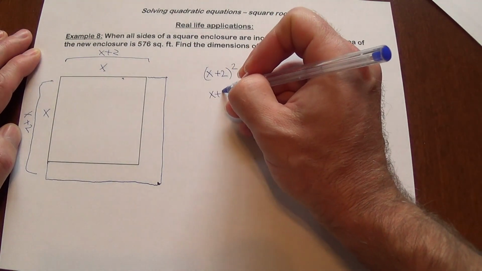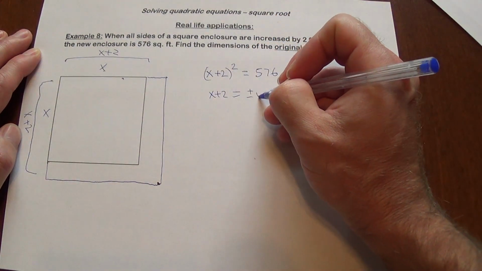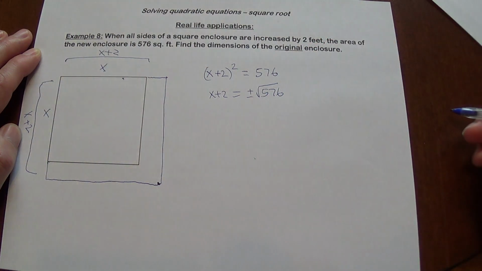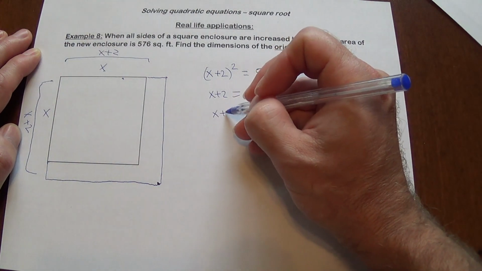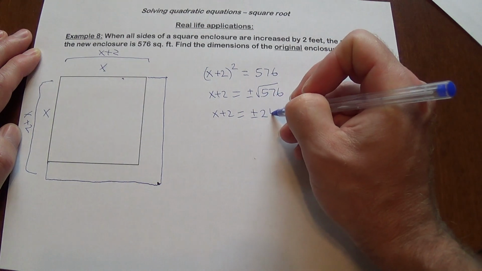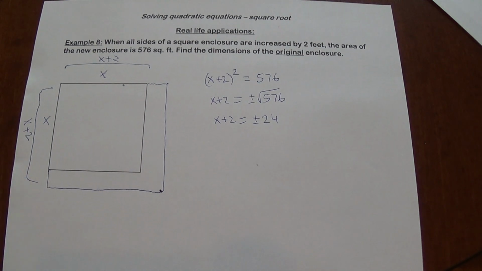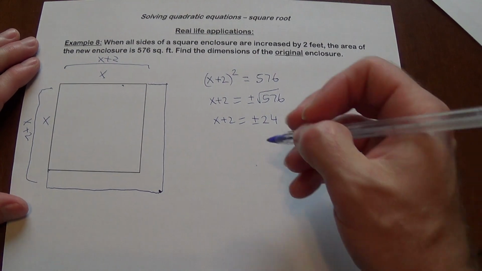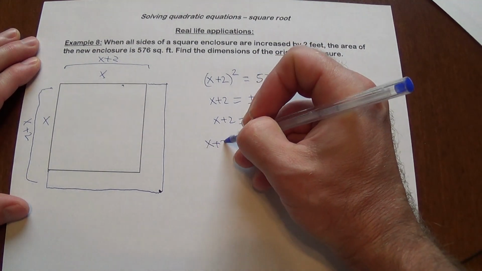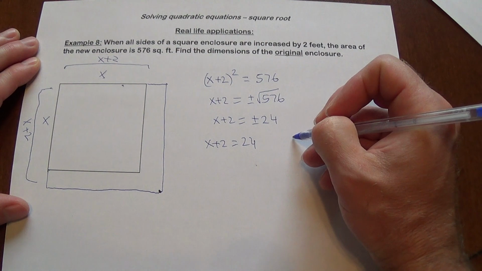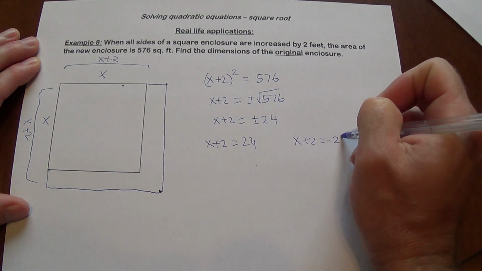So we're going to do x plus 2 equals plus or minus square root of 576. x plus 2 equals plus or minus 24. Alright, so yes, a quadratic equation is going to have two solutions as a general rule. However, this is a problem that has a real-life context, and a negative number here will not make any sense. But let me continue with this. So we have x plus 2 equals 24, and we have x plus 2 equals negative 24.